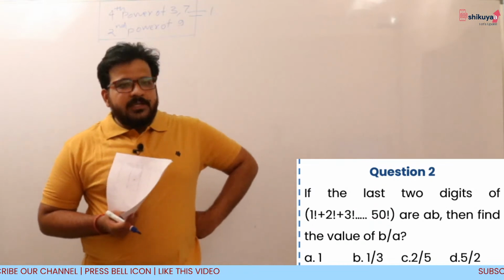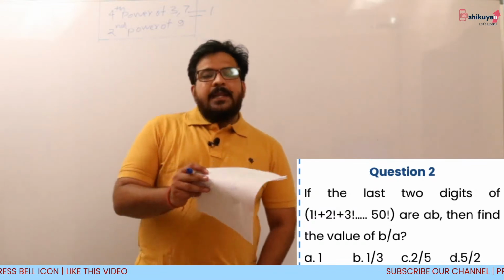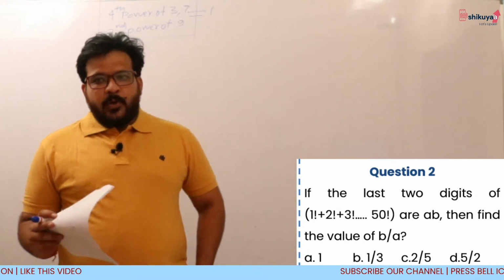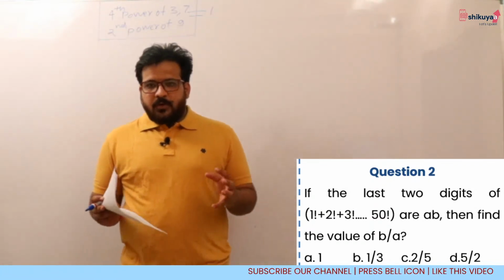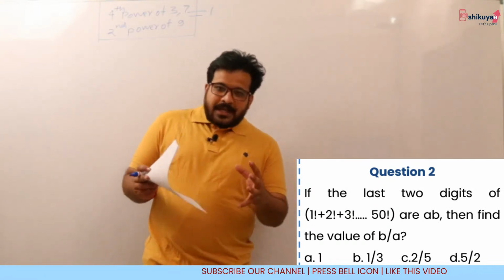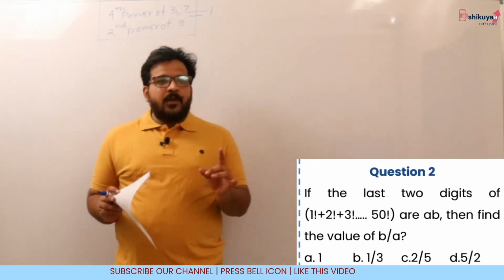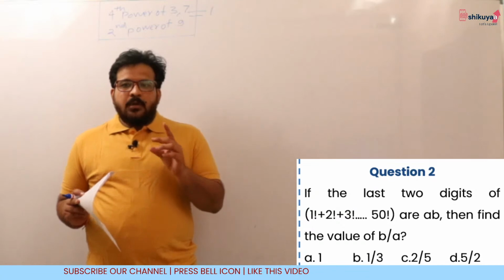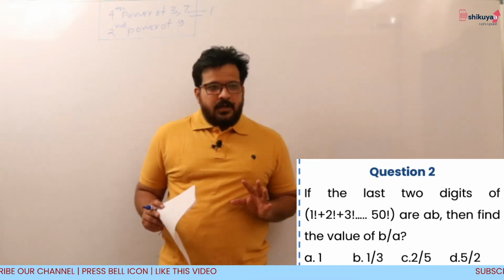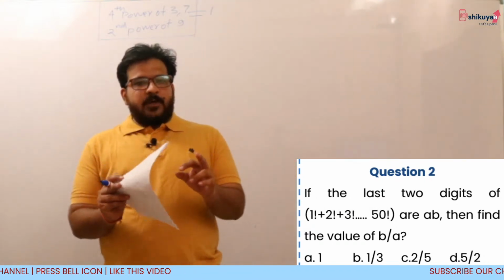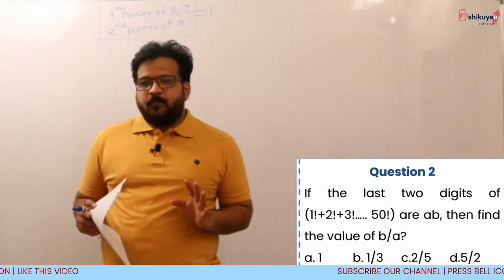The second problem is, if the last 2 digits of, now this is a very lengthy mathematical function. First of all, you need to understand this. It's a very lengthy one, but to be very honest with you, the trick I'm going to tell you will make this problem very simple. So the problem is 1 factorial plus 2 factorial plus 3 factorial, and it is going on till 50 factorial. So if the last 2 digits of this particular value are AB, then find the value of B upon A. You are getting my point?